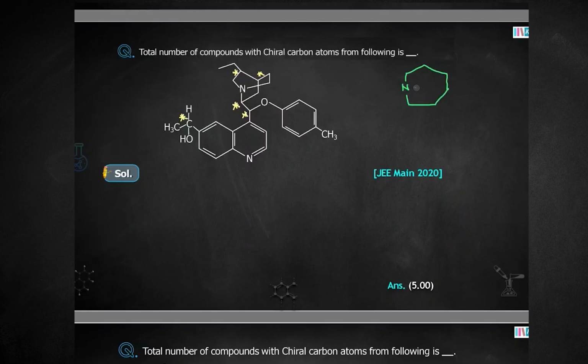Can you see I have drawn this nitrogen here? Can you see that this is a bridgehead nitrogen, and in the bridgehead nitrogen, listen, flipping is blocked. If flipping is blocked, then you have to check 4 different groups. If 4 different groups are present, it is chiral. So now check here whether 4 different groups are present or not.